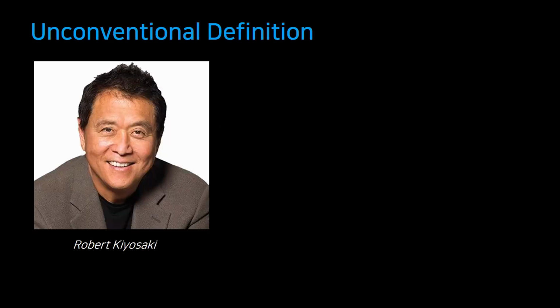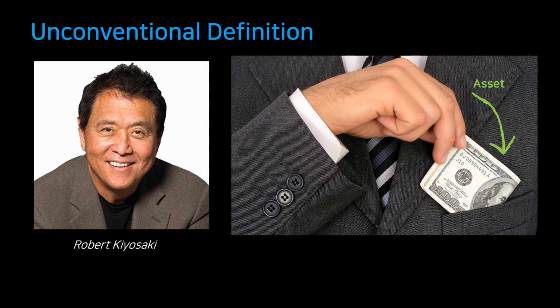Using the unconventional concepts proposed by my spirit animal, Robert Kiyosaki, an asset is anything that puts money in my pocket, and a liability is anything that takes money out of my pocket. So depending on whether it puts or takes money from you, the same item can be classified differently.